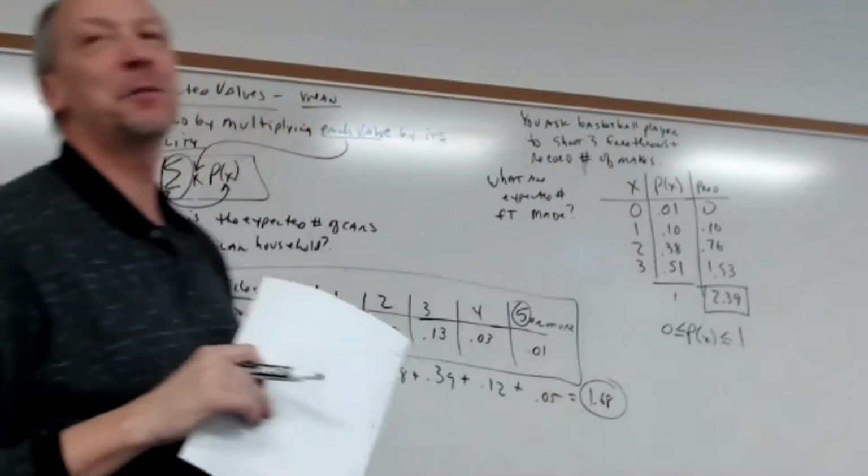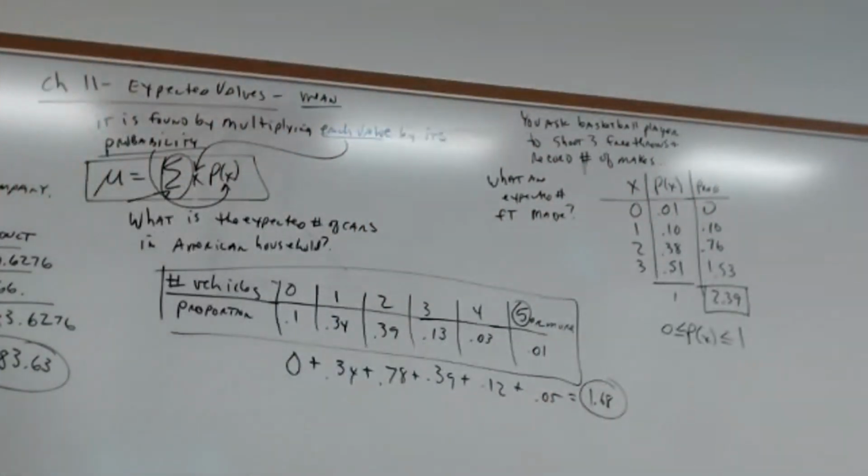So let me think about that for a minute. Does that seem like a reasonable number? If you're going to shoot three free throws, does 2.39 seem like a reasonable number? They're either going to make 2 or 3, but as an average, 2.39 seems reasonable. Would 7.2 seem reasonable? No. It's got to be between 0 and 3, right? Okay.